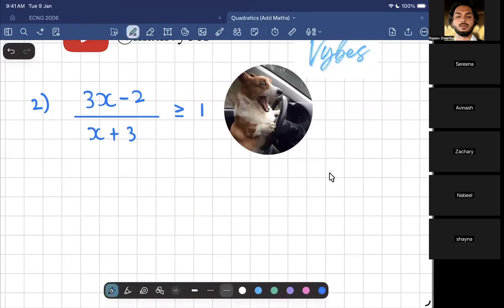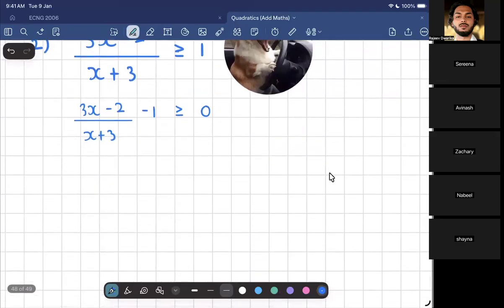So that's what I'm going to do. I'm going to write 3x minus 2 all over x plus 3, and I'm going to move across that 1. So that's going to be minus 1. And it's more than or equal to what? Tell me, Nabil. 0. 0, yeah.